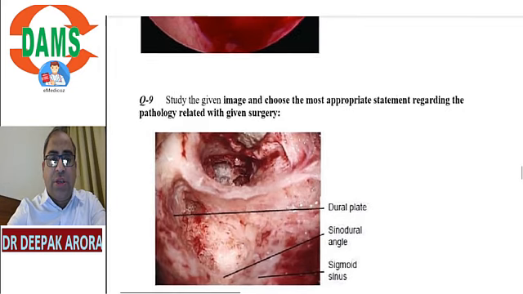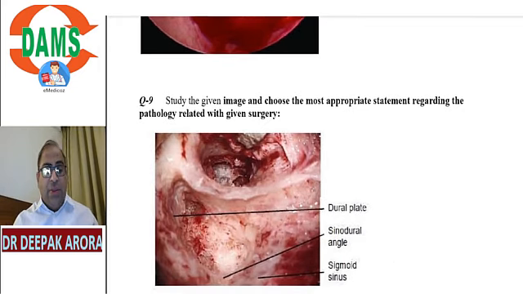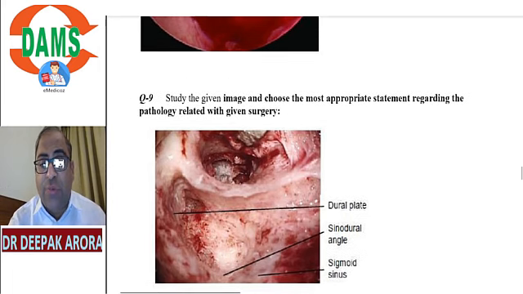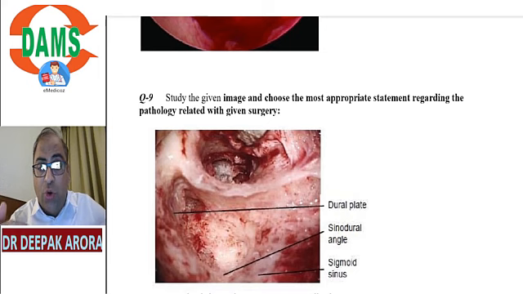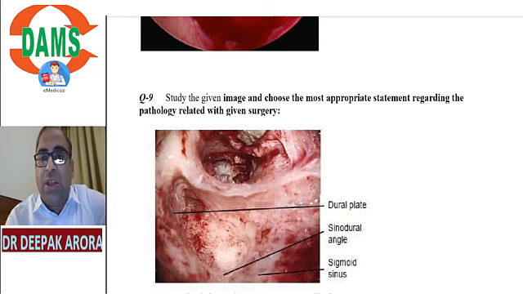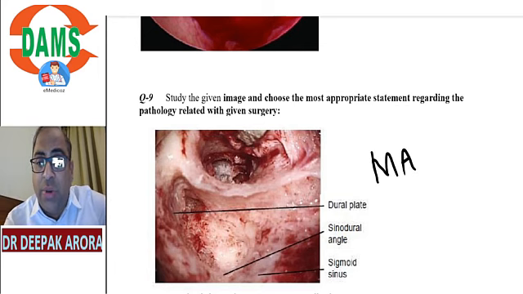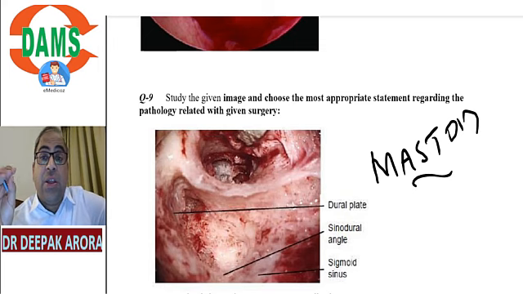Question number 9. Study the given image and choose the most appropriate statement regarding the pathology related with the given surgery. Now I am showing you a slide where I am using the words dural plate, sinodural angle, sigmoid sinus. You are master of the game. If these words are there in the surgical field, the examiner is using these words, it means he is talking about the mastoid. So beta, what have we opened? We have opened the mastoid. It means the MCQ is related with mastoid surgery. We are operating the mastoid.